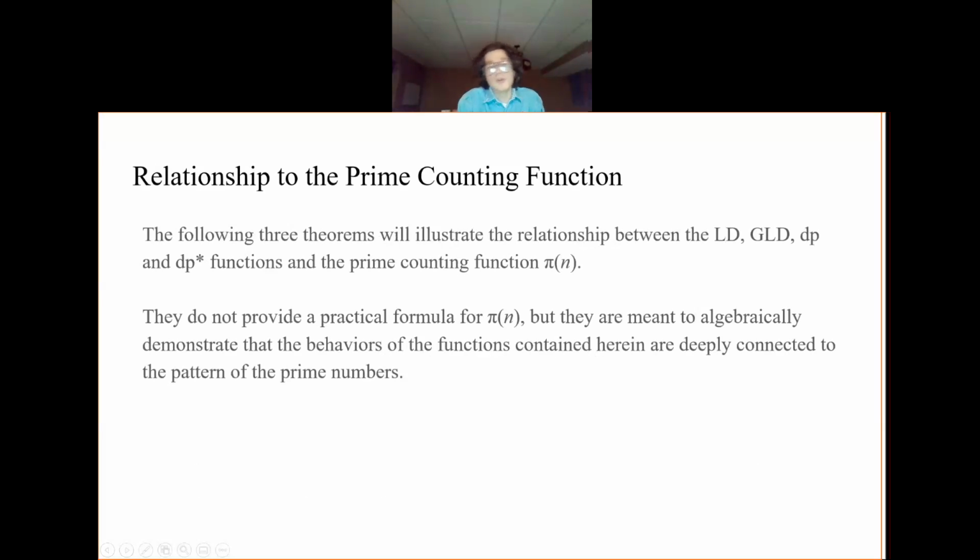Now, we consider the relationship to the prime counting function of these specialized functions that we've developed over the course of this thesis, the LD, GLD, DP, and DP star functions. Now, these do not provide a practical formula for pi of n in the following theorems. It's nothing groundbreaking, but it's just meant to algebraically demonstrate that the behaviors of these functions in this thesis are deeply connected to the patterns of the prime numbers.